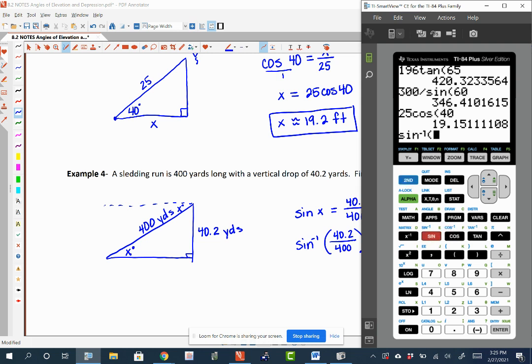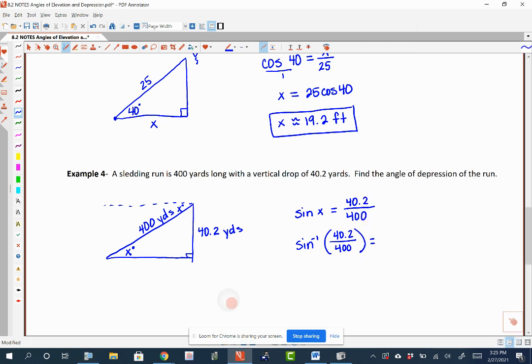So second sine, and I'd like 40.2 to be divided by 400. So this is not a very big number, which kind of makes sense. We don't want to have too steep of a sledding run, but it looks like if we round to the nearest whole degree, it would be about 6 degrees. So that angle of depression would be about 6 degrees for that sledding run.